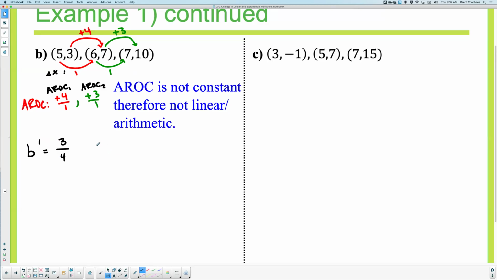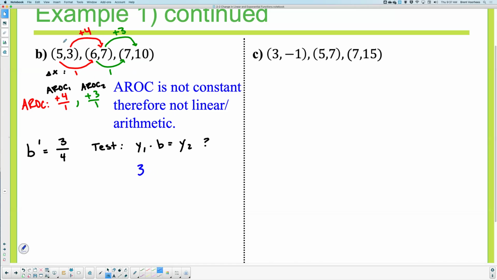That's our base. So how do I test now? We're going to take our y1. We're going to see if y1 times the base equals y2. That's the test. Is this a true statement? That's what we're trying to find out. What is our y1?